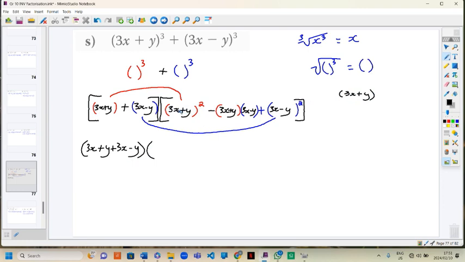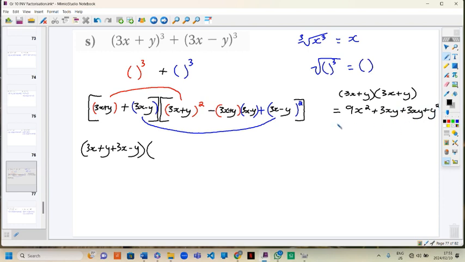I always write that bracket out twice. Okay, so 3x plus y. Let's multiply that out. 3x times 3x is 9x squared. 3x times y, positive 3xy, y times 3x, positive 3xy, and y times y, positive y squared.